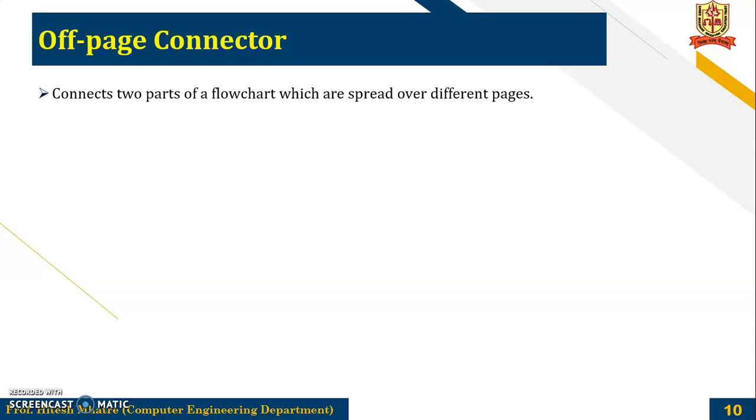The off page connector connects two parts of a flowchart which is spread over two different pages. Meaning if your flowchart is very big and does not fit on a single page, and you want to show the flow from one page to the next, then you will use the off page connector. This is the symbol that you use for the off page connector.